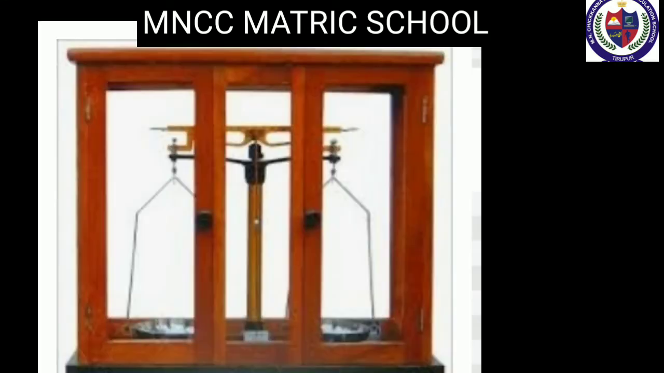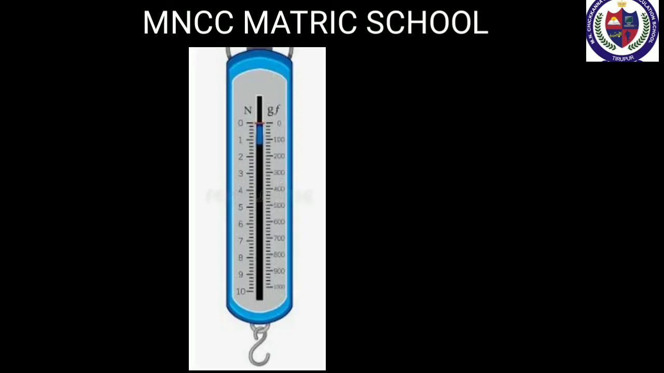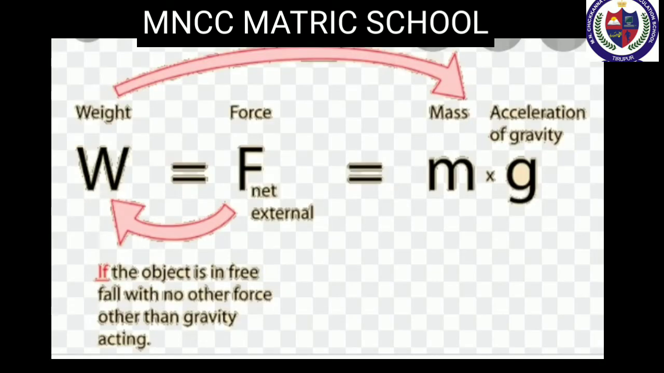We use these instruments for measuring weight and mass. Beam balance, physical balance, digital balance and spring balance are used to measure mass and weight. Do you know what is meant by mass and weight? Now I tell you the definition of mass. Mass is the quantity of matter contained in a body. I repeat, mass is the quantity of matter contained in a body.